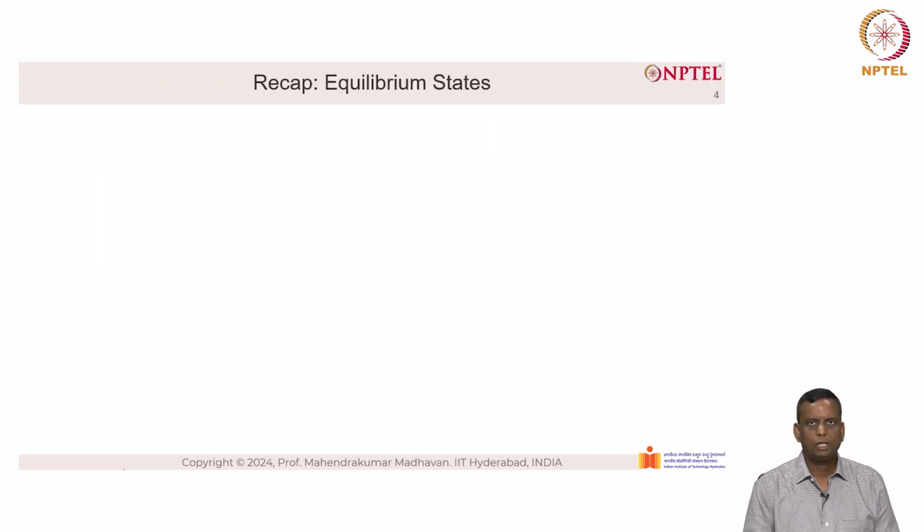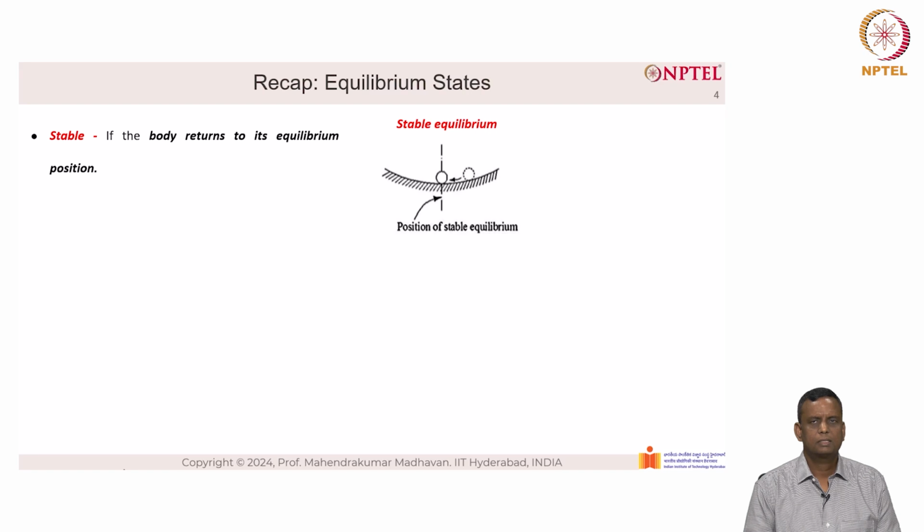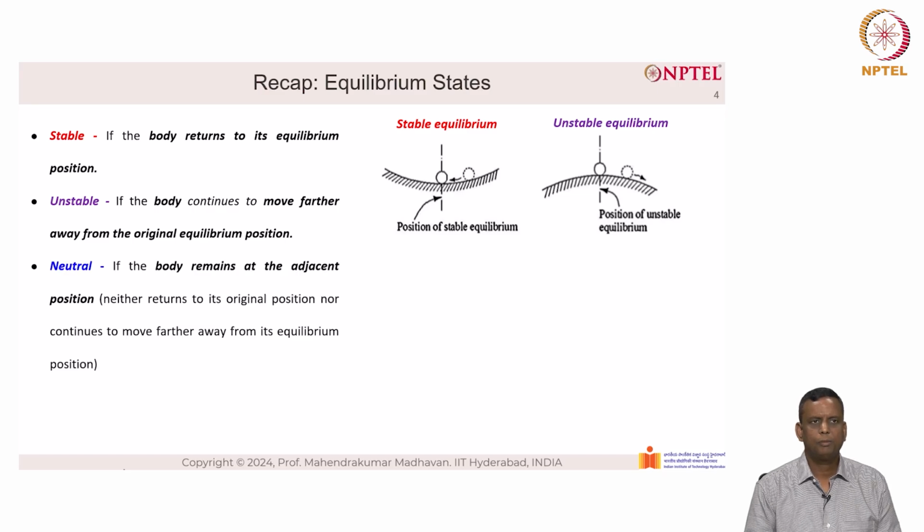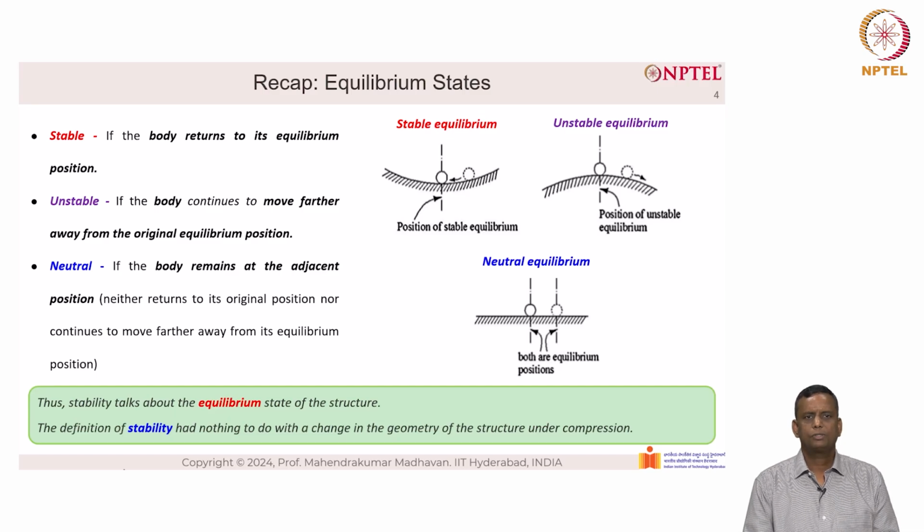We also studied equilibrium states. Stable is considered when a body returns to its equilibrium position. As such, you can see a picture on the right side which comes back to the original position. Unstable if the body continues to move farther away from the original equilibrium position, as you can see from the picture on the right side. The third one is the neutral equilibrium, if the body remains at the adjacent position. So stability talks about the equilibrium state of the structure. The definition of stability has nothing to do with the change in geometry of the structure under compression.